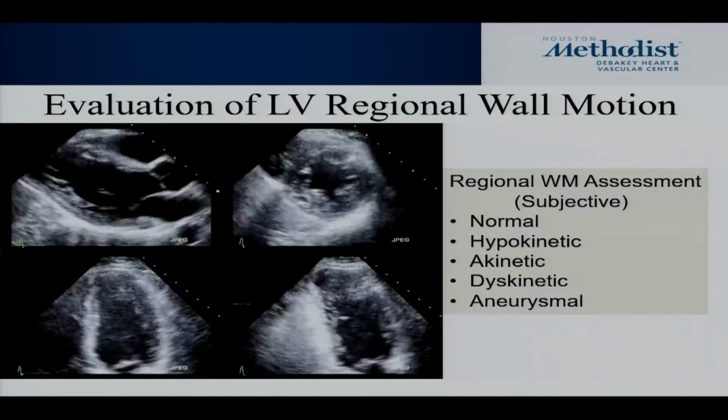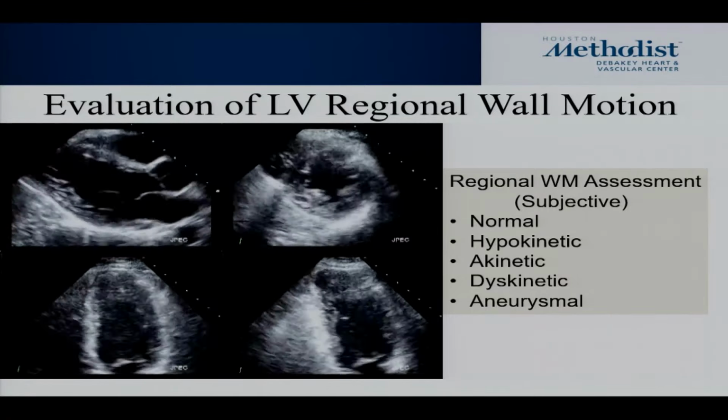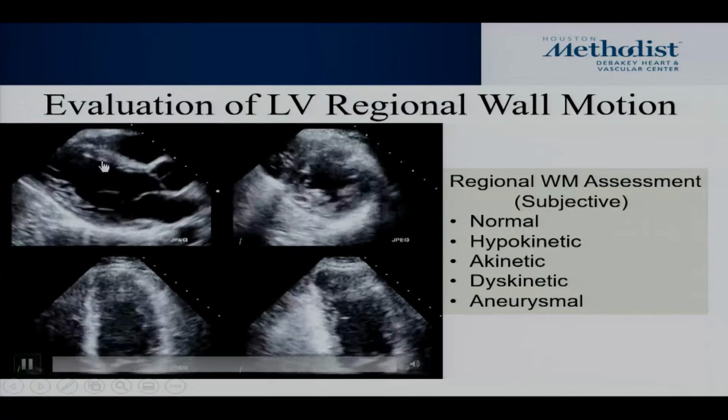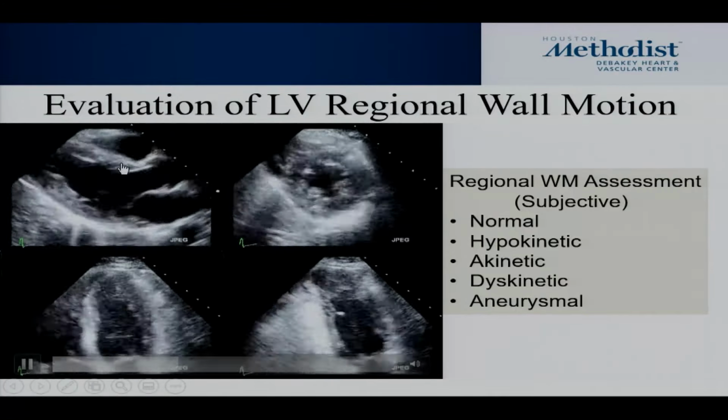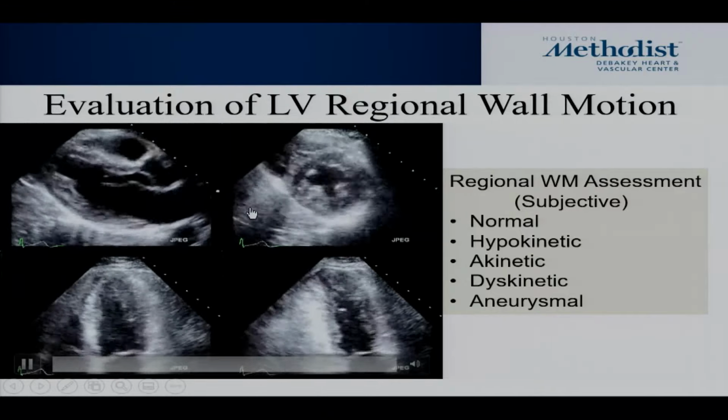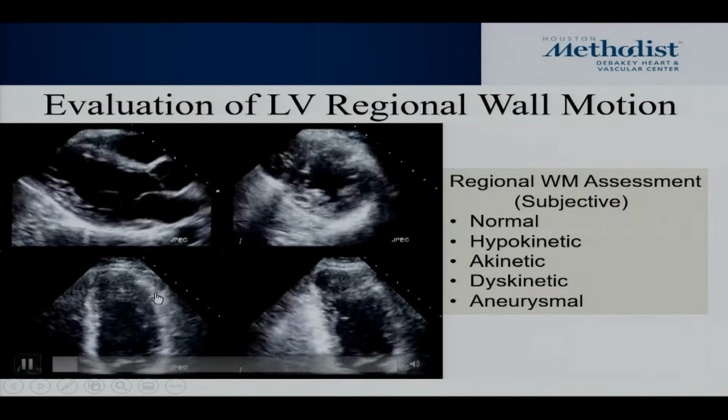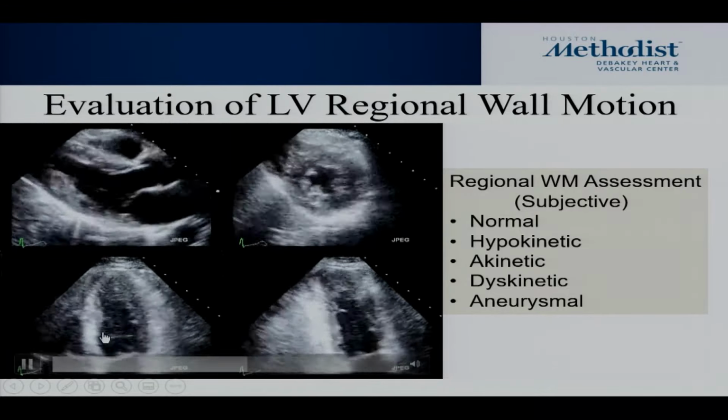So when we look at regional function, it's part of our assessment of global function. So we are looking for different segments to see how well they thicken and how well they move towards an imaginary center in the cavity. No matter which view we're looking at, we create a center point, and we're looking how well this is moving towards a center point in terms of endocardial movement as well as thickening. And this is, of course, a pretty normal example.